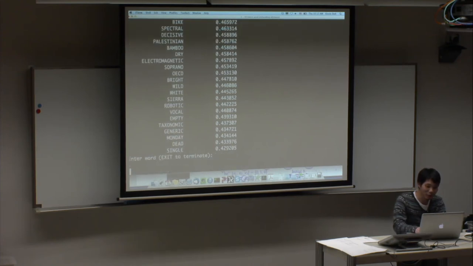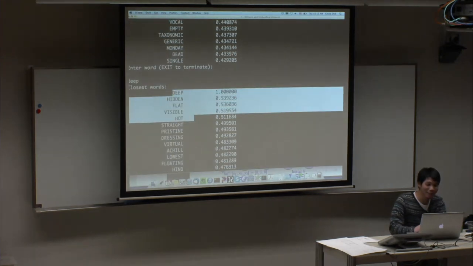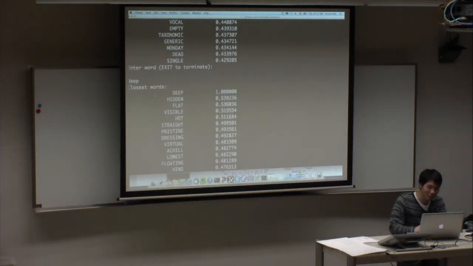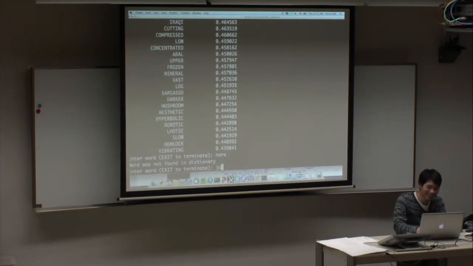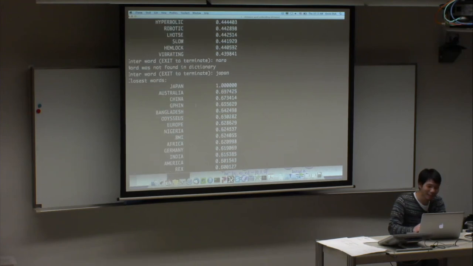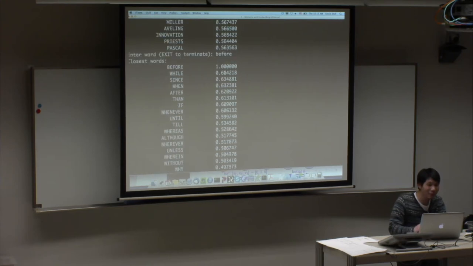Other words people want to try? Deep. Right, deep, hidden, flat. Maybe there was some sort of deep learning lecture training data that I used. Or what else? Nara. Okay, sorry. Right, if you say Japan, I mean countries out here. All right, that's a hard question. Okay, let's do before. Before, while, since.